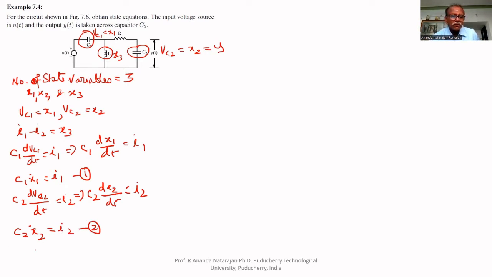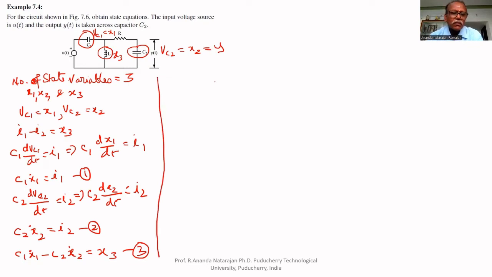The third equation is I1 minus I2, that is C1 x1 dot minus C2 x2 dot equal to x3. This is the third equation. We can write one equation based on KVL, that is u(t), for loop 1.